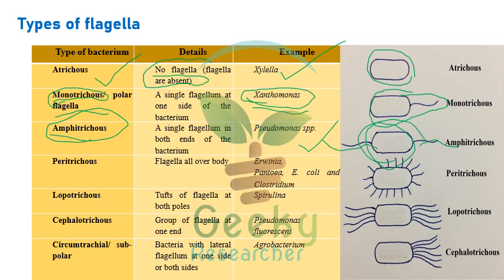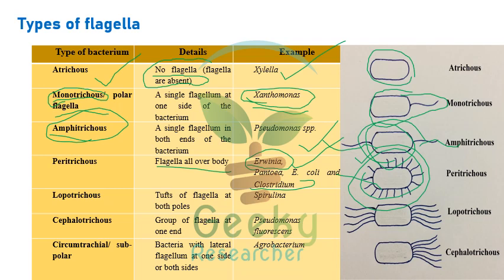When it comes to peritrichous, peri means many, which means the flagella are present all over the body. We can see here the flagella are present all over the body. The best examples are Erwinia, Pantoea, Escherichia coli, and Clostridium. But remember Erwinia, it's a very, very important one. This question, you can see in any model question papers or any kind of entrance exam; I have seen this question in many exams. So it might be very important.